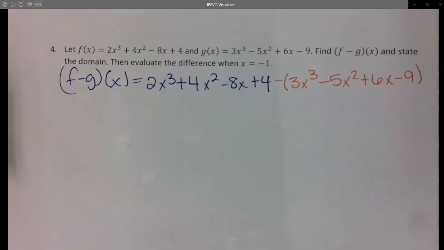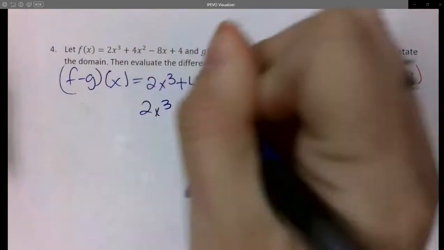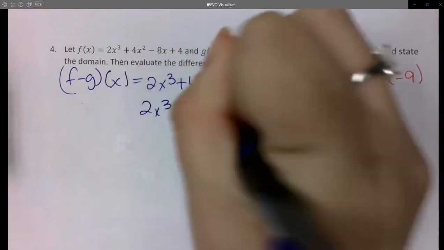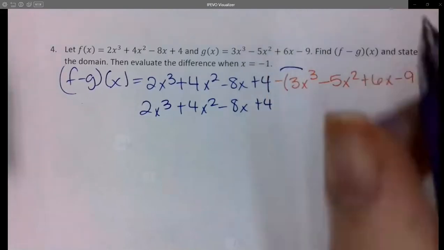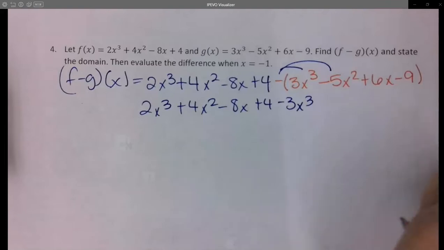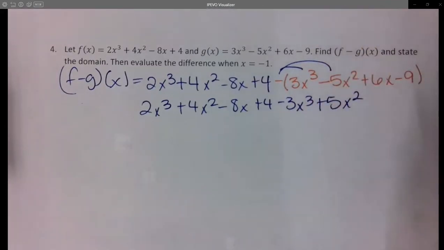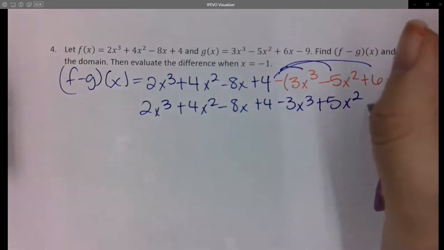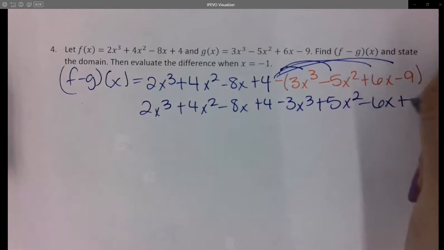Okay. Then I want to go ahead and distribute this negative. So I have 2x cubed plus 4x squared minus 8x plus 4. This is going to distribute and make it a negative 3x cubed. This distributes and makes it a positive 5x squared. Over here, I'm going to have a negative 6x. And over here, this turns this into a positive 9.